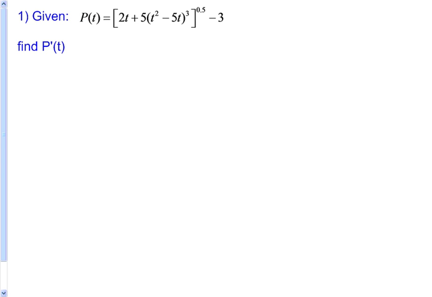So in this question, they've given us this pretty ugly-looking function. They want us to find the derivative. But really all this is the chain rule applied a couple of times in succession here. So we try to identify first what our outermost function is.